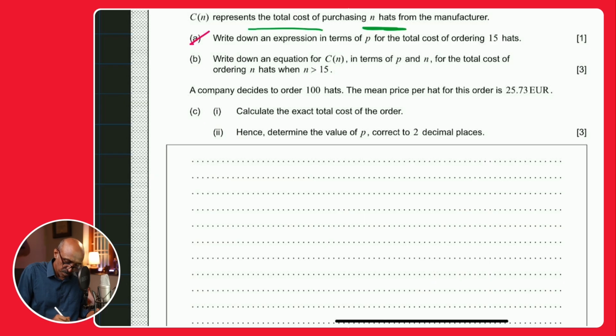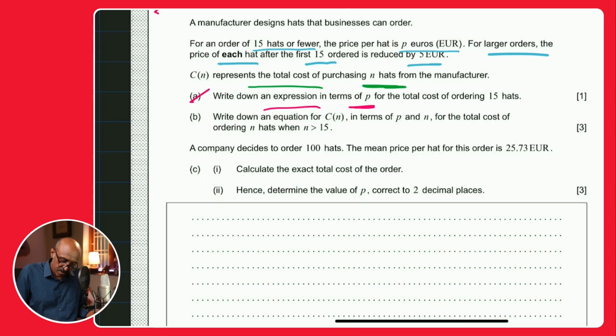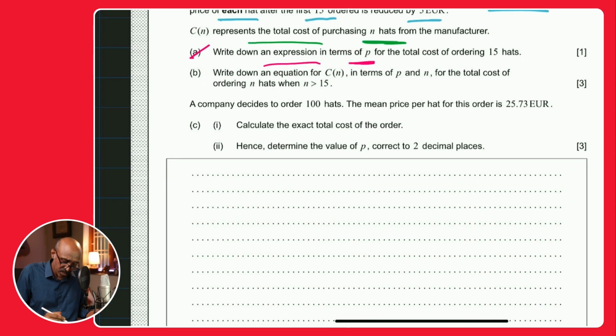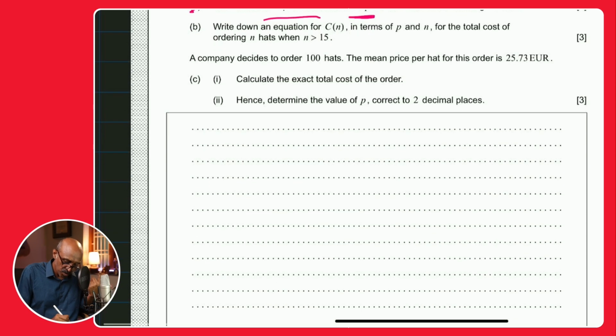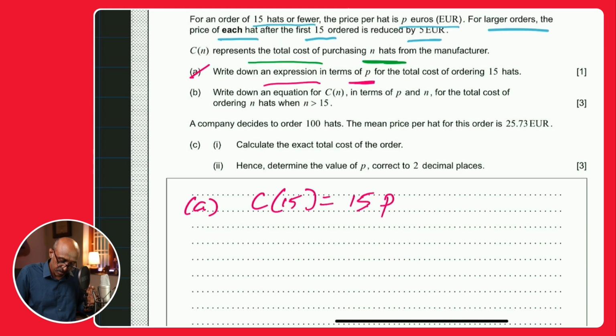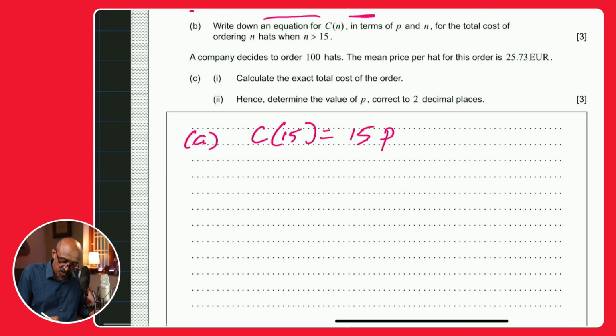Write down an expression in terms of P, the price of a hat, for the total cost of ordering 15 hats. Now that's simple, because for 15 hats the price per hat remains P. Let me write down the entire phrase. C15 is going to be equal to just 15P, because there are 15 hats and the price per hat is €P. So let's write down euros also here, as units. Good habit to mention all the units.